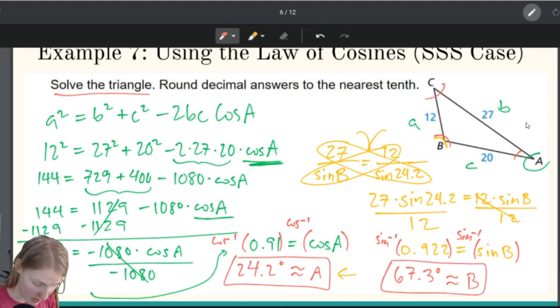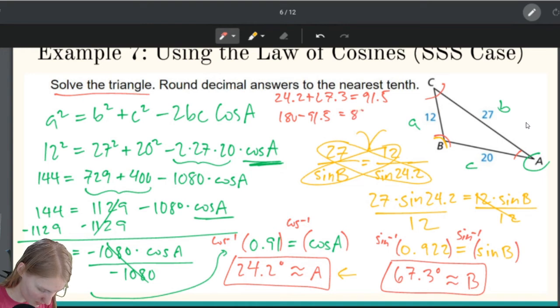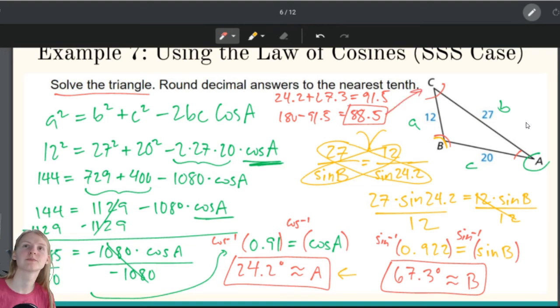Awesome, and now to find angle C, all I have to do is 24.2 plus 67.3, which is 91.5, and 180 minus 91.5 is 88.5. So that is what angle C is.